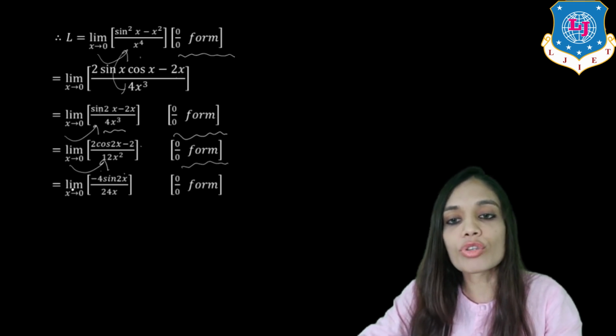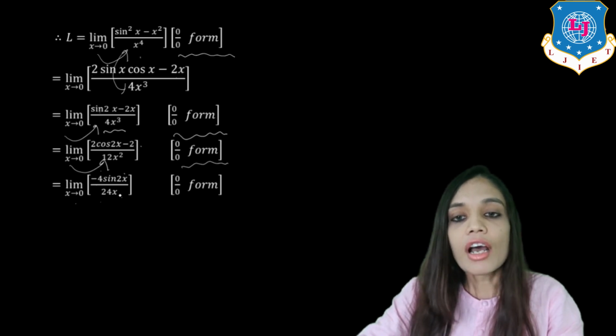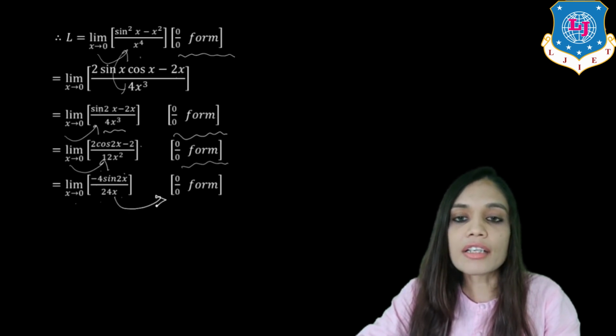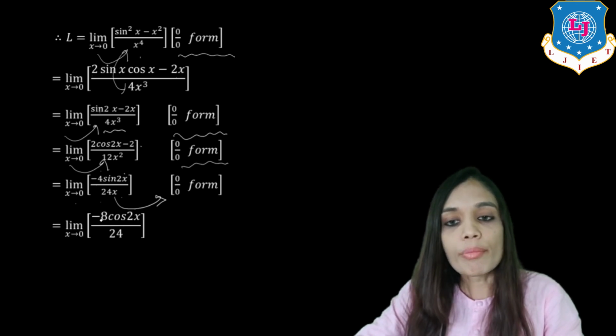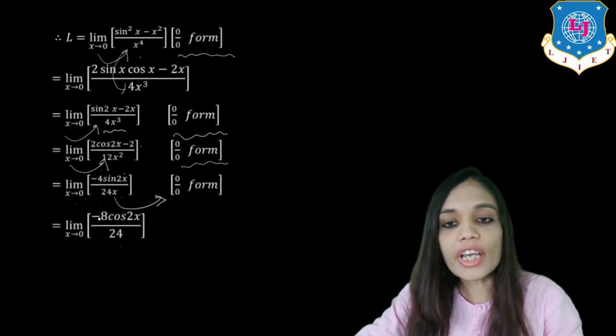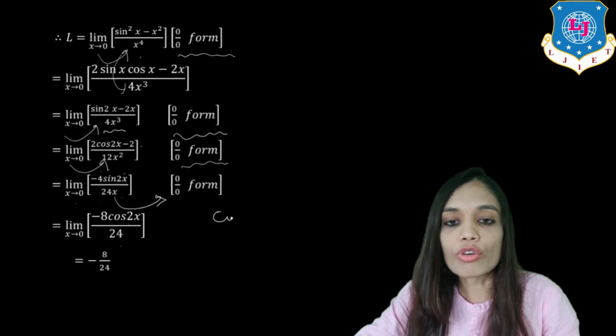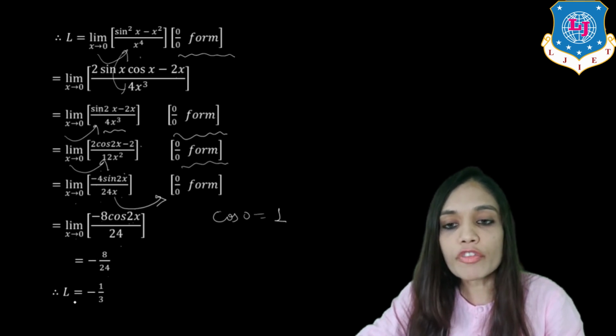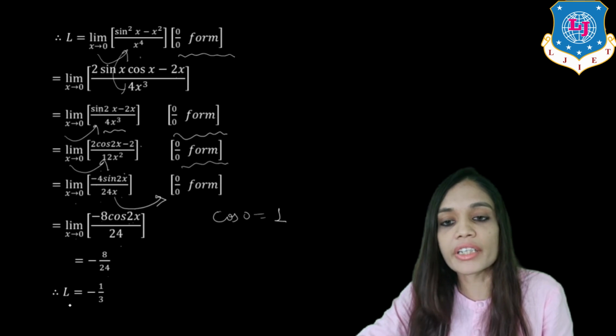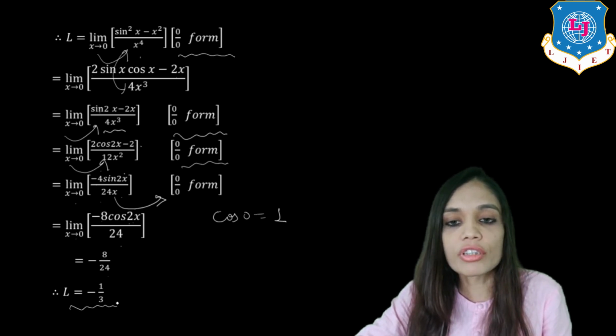Again, do the derivative, so you will get limit x tends to 0, minus 4 sin 2x upon 24x, right? Again, you are getting 0 by 0 form. So again, do the derivative, so you can get the answer as minus 8 cos 2x upon 24. Now finally, if you put x tends to 0, we know the value of cos 0 is equal to 1. So you will get the answer as minus 8 upon 24. On simplifying, you will get the value of the limit as minus 1 upon 3.